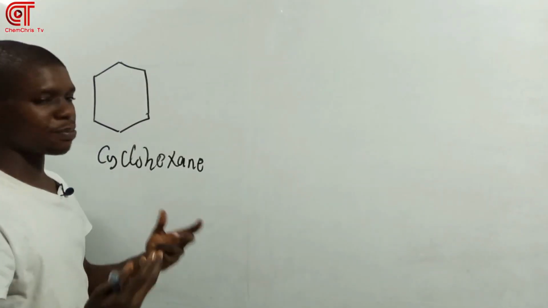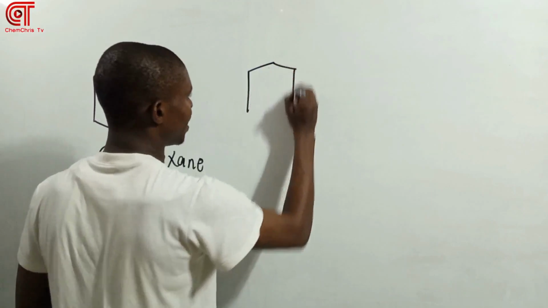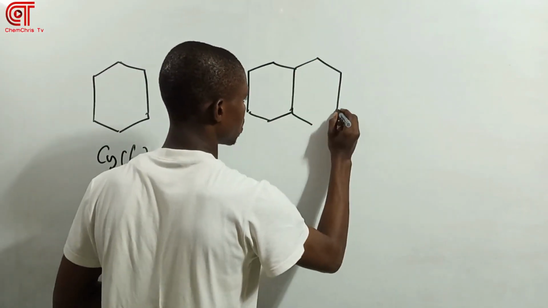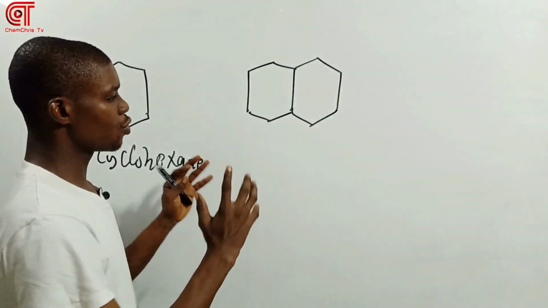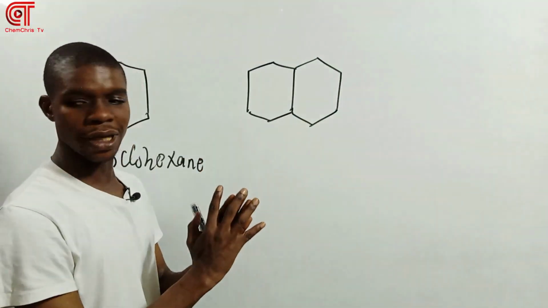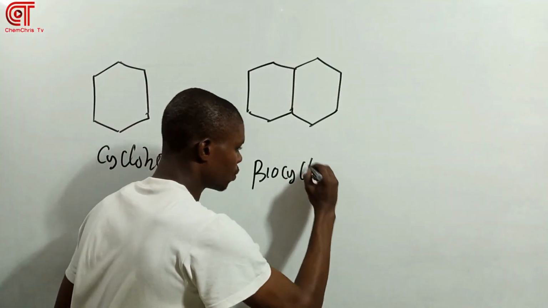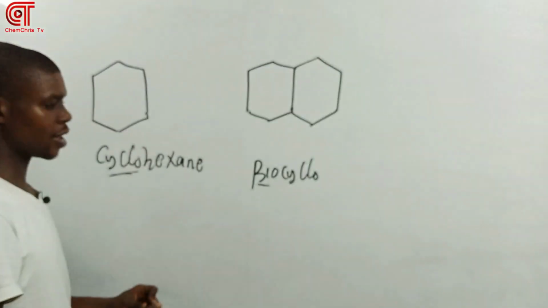Now, when you talk about bi, it means two. If you have something like this, it is called bicycle. You get that? So when you have two rings fused to each other, it's called bicycle. Now this one I call just cycle. This one is called bicycle. Do you get that?